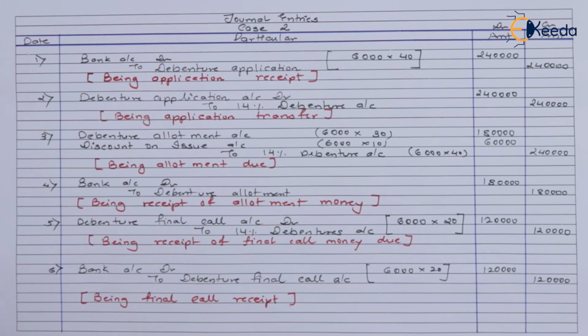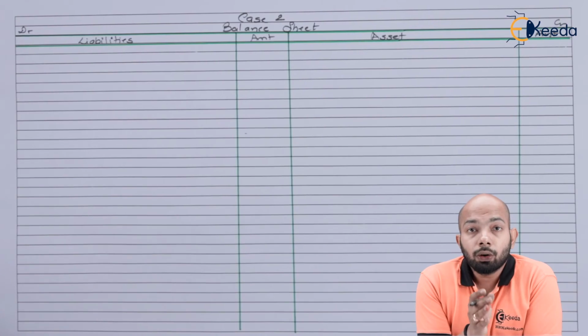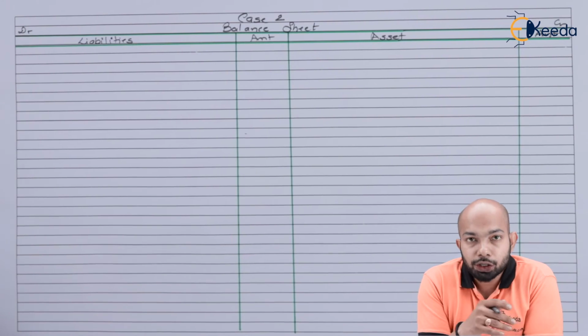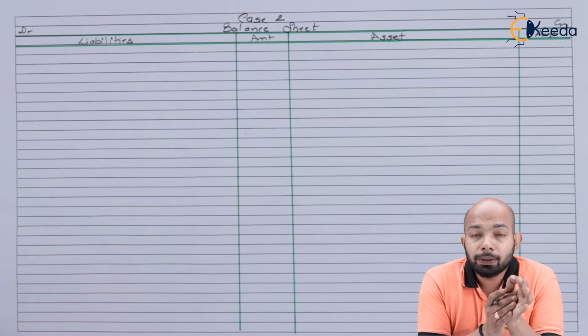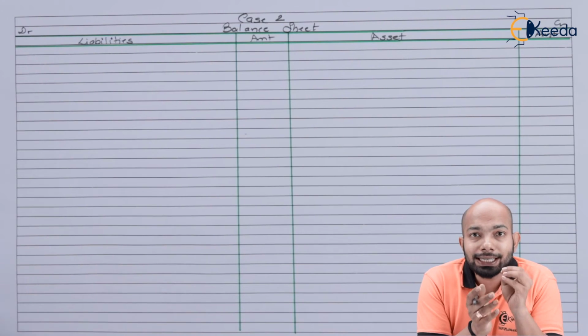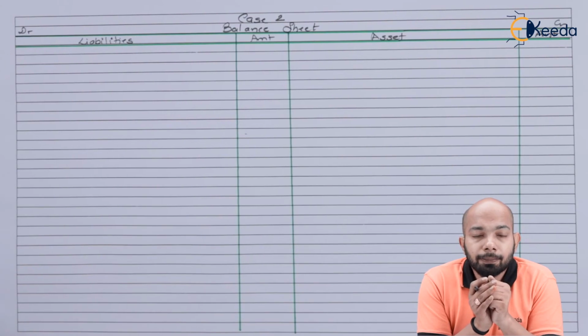So the last entry has also been passed, which refers to final call receipt. Now the next step is to prepare the balance sheet here. Let's prepare the balance sheet of case 2 now. When it comes to the case 2 balance sheet, we have 3 items to mention: the bank account, the 14% debenture, and a miscellaneous expenditure which refers to discount on issue. So let's start with that.